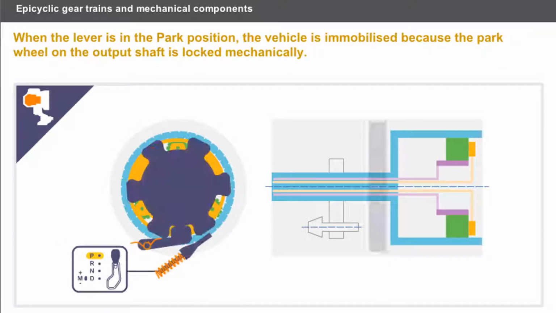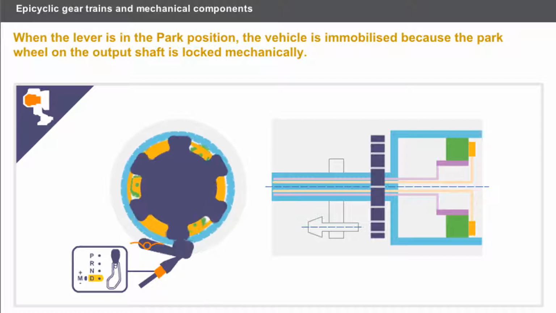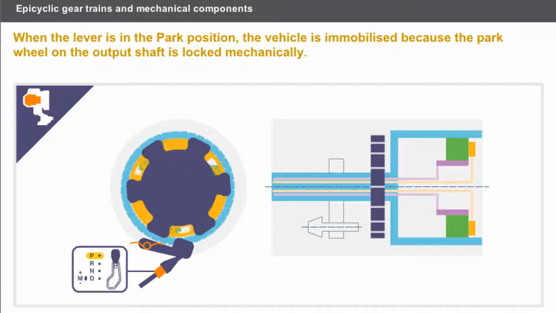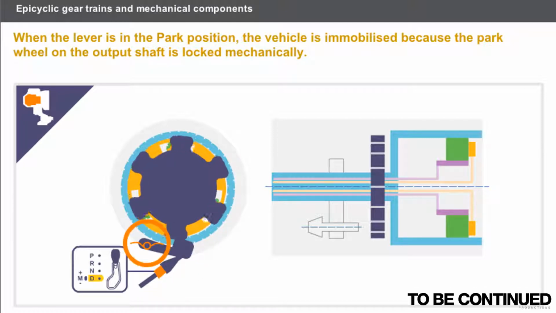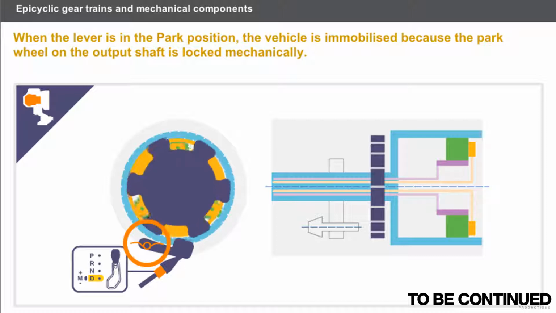When the lever is in the park position, the vehicle is immobilized because the park wheel on the output shaft is locked mechanically. The shape of the park wheel teeth prevents accidental engaging when driving. A spring exerts a force on the parking lock pawl to force it to engage at the slightest movement of the vehicle. A second spring on the spindle of the parking lock pawl keeps the pawl disengaged while driving and prevents it engaging.